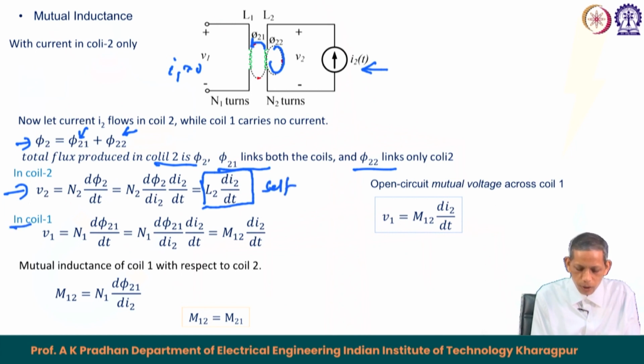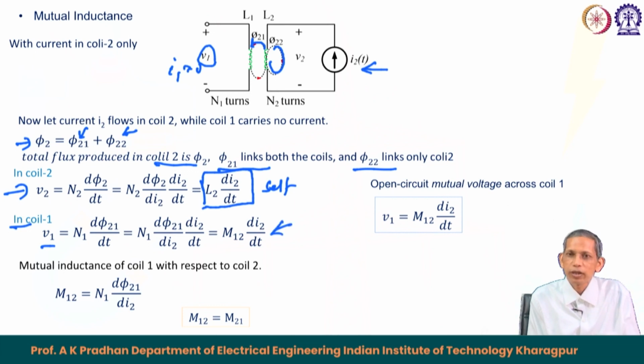And in coil 1 we have the voltage V 1 induced due to the flux linking from the second coil. So, that becomes equal to N 1 d phi 2 1 by dt, where phi 2 1 refers to the flux linking to 1 from 2. So, that becomes equal to N 1 d phi 2 1 upon d I 2 into d I 2 by dt, which is M 1 2 d I 2 by dt. Note that we are taking I 2 here because I 2 is responsible for the voltage induced in coil number 1.